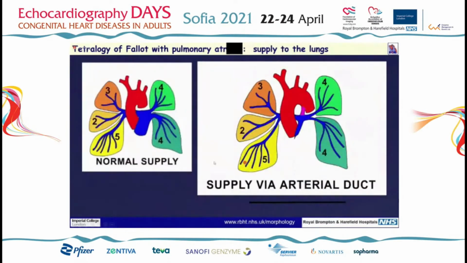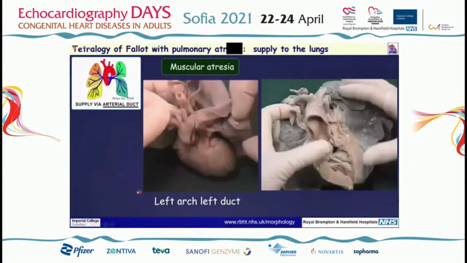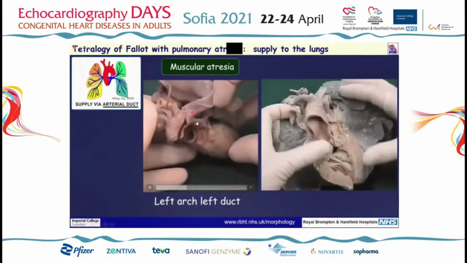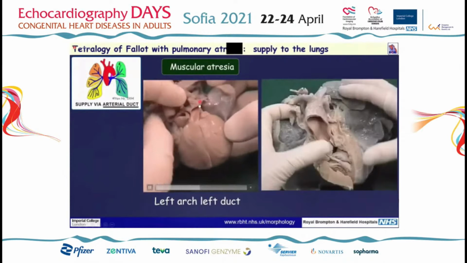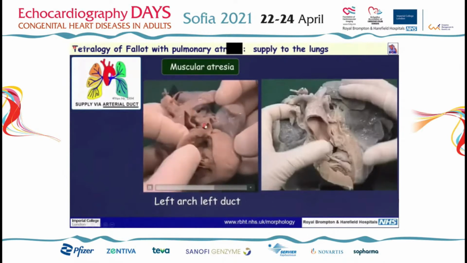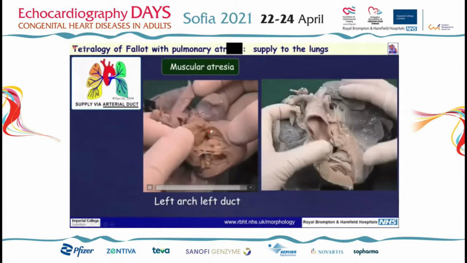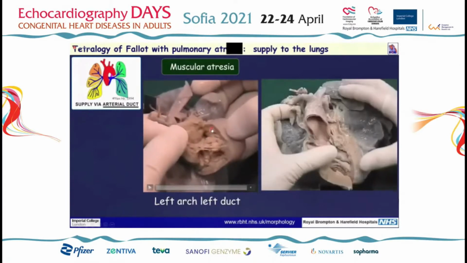So if we start with looking at a couple of examples of those that have supply via an arterial duct. An example here is the left-sided aortic arch, the normal configuration, the duct connecting to the pulmonary trunk and pulmonary bifurcation. Look inside, this ventricular septal defect, obliterated outflow tract, no way to get to the pulmonary trunk.